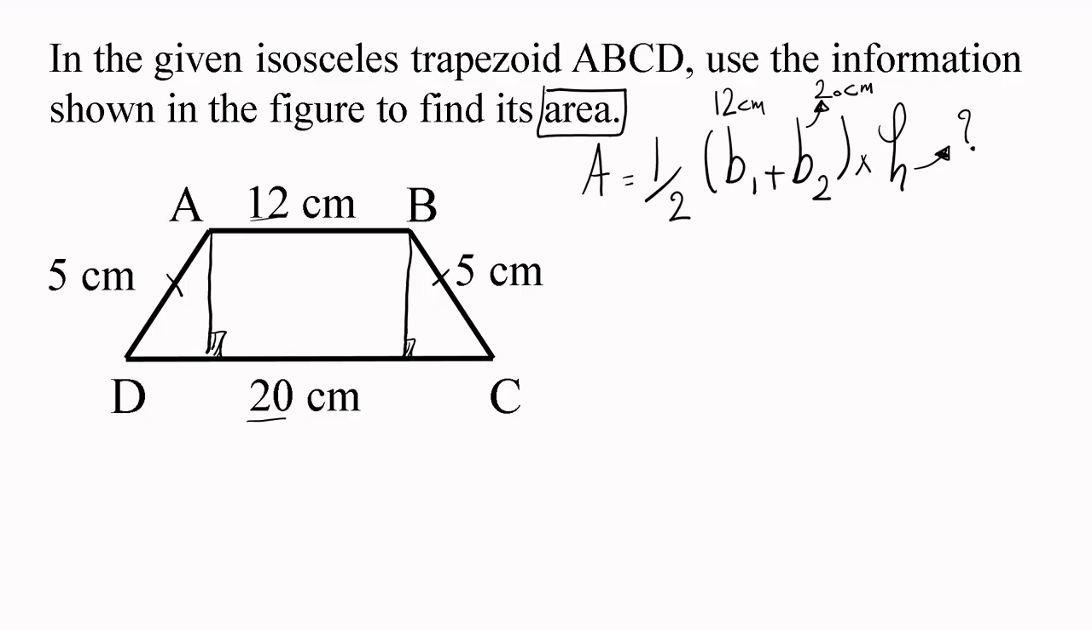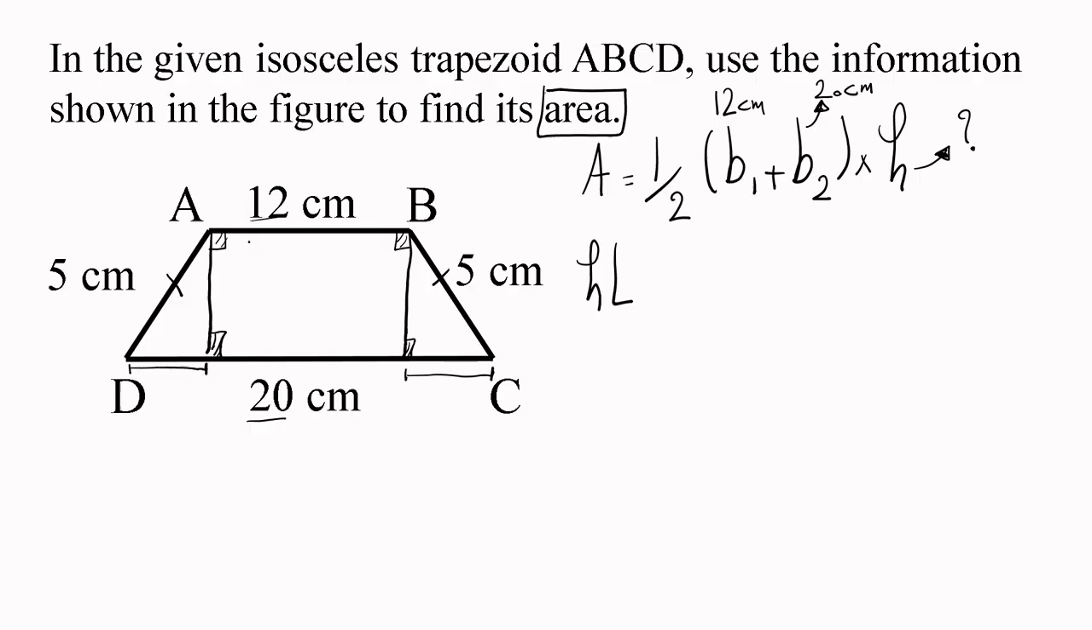So based on HL postulate, it means hypotenuse and one leg, those two right triangles are congruent. So I can easily realize that these two sides, this one and this one, must be equal to each other. It is really simple and clear. Pay attention here.